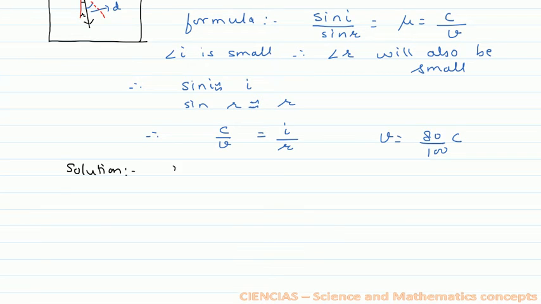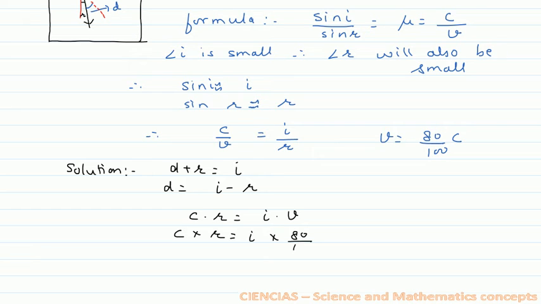From diagram we can see that D plus R is equals to I. Therefore angle of deviation is I minus R. Now C into R is equals to I into V. So C into R is equals to I into 80 upon 100 C. This C gets cancelled. Therefore R is equals to 8 by 10 I.